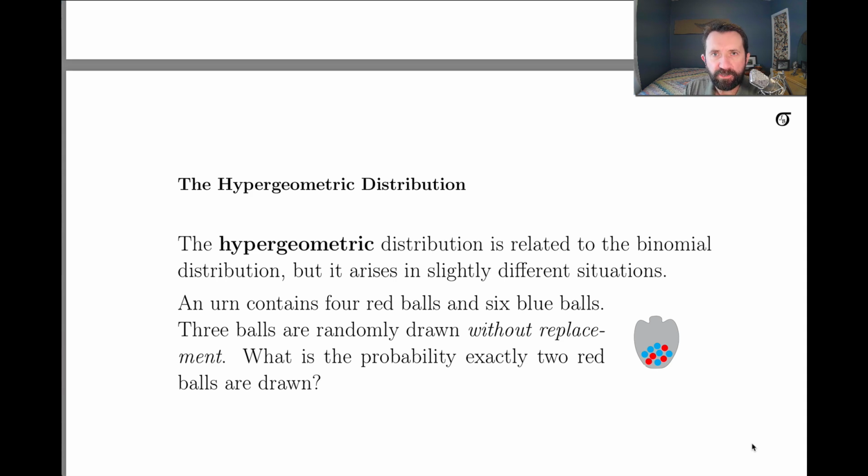Hey everybody, today we're going to talk about the hypergeometric distribution. And a couple of things before we begin. I expect you to be very familiar with the binomial distribution because the hypergeometric is very much related to the binomial, but there are some differences, and so I'm going to talk about the similarities and differences.